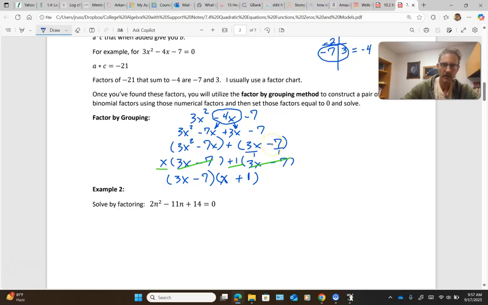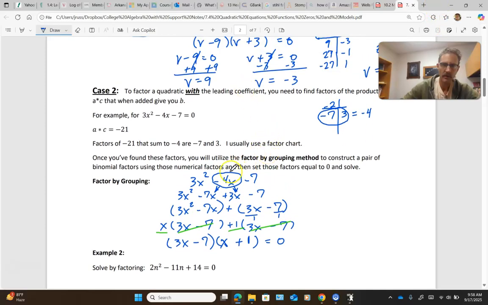And then to finish this off, you remember that it's set equal to 0. And you take each of your factors, you set them equal to 0, and you solve, in this case, for x. Okay. So the process of factoring these quadratic functions that have a leading coefficient that's not 1 is a little bit more complicated. You have to use the factor by grouping method.